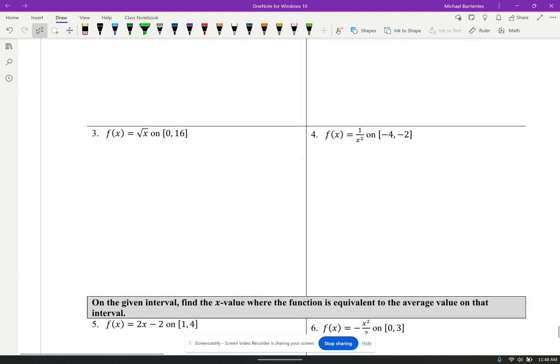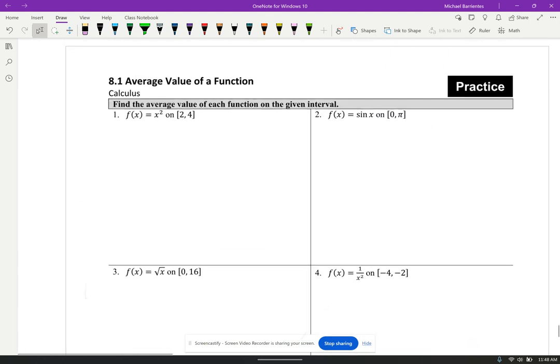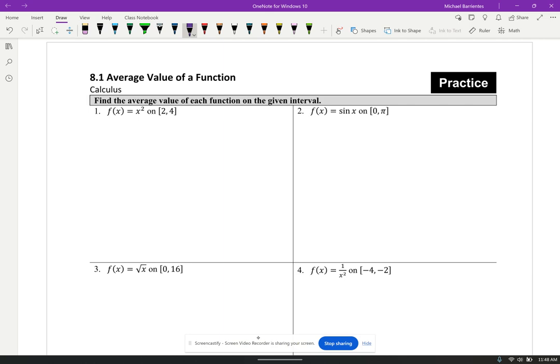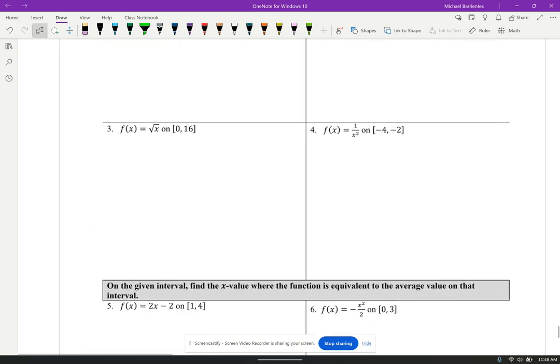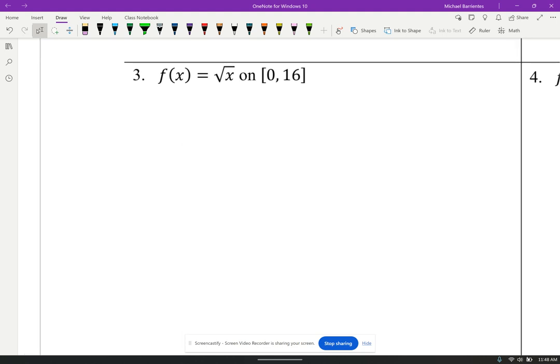We're actually going to do number 3 here, which, if you read the directions, is asking us to find the average value of the function on that given interval. So if I look at this function, I have square root of x, but I want the average value out of all the function values between x equals 0 and x equals 16.